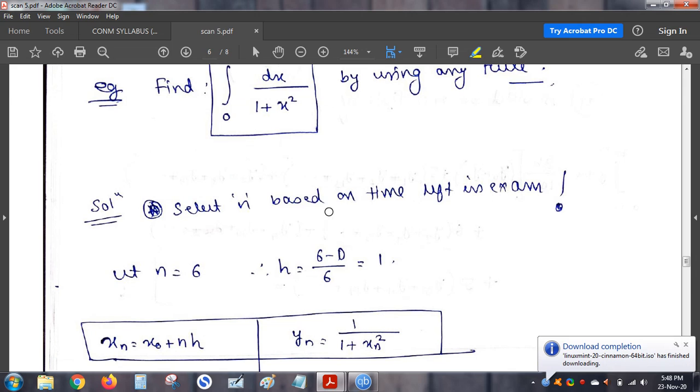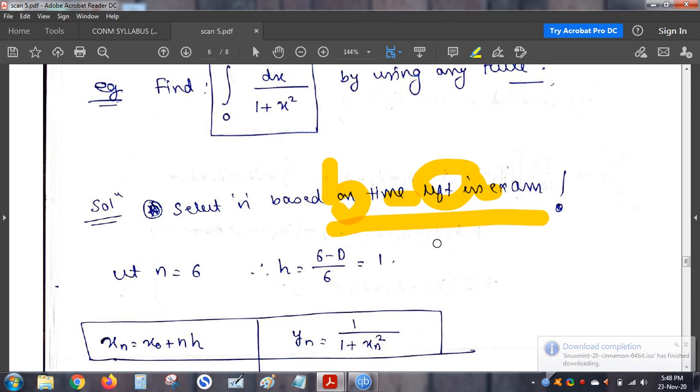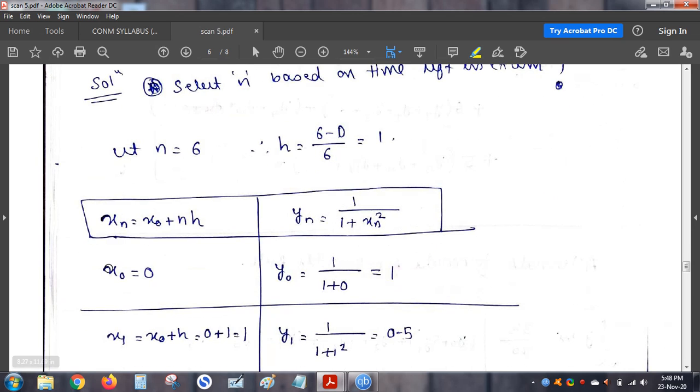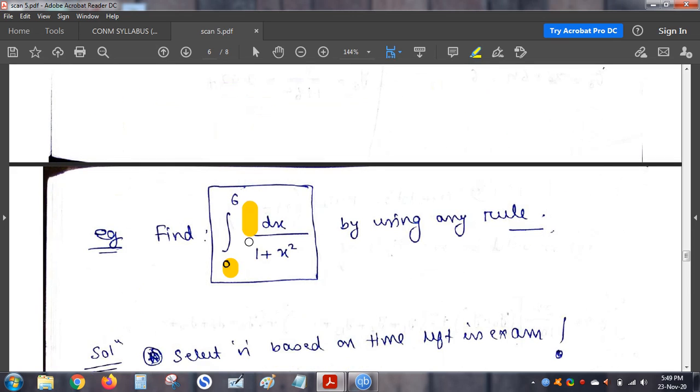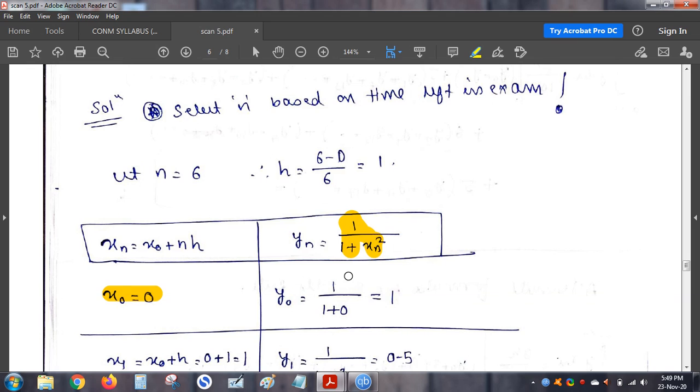What is your h? h is b minus a divided by n, which is 6 minus 0 divided by 6, which equals 1. Hence your first term, which is your x naught, as you can see, is equal to 0. And what is your y? Your y is 1 divided by 1 plus x square. See, this is your y. So just put the value of x naught in your y and you will have your y naught.